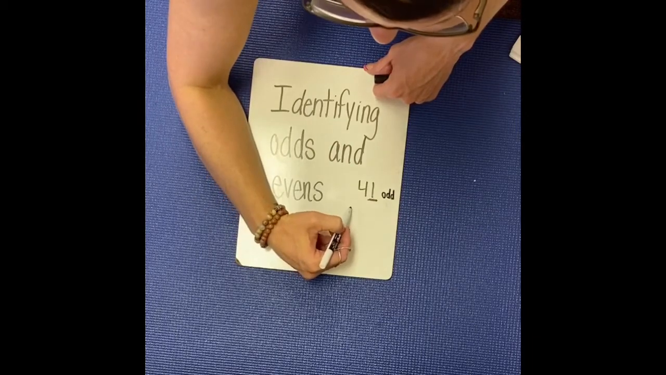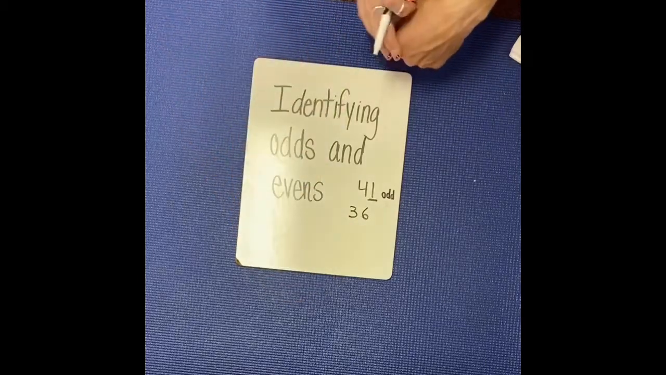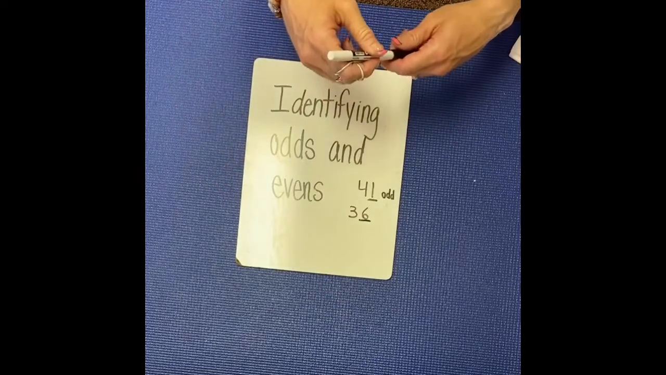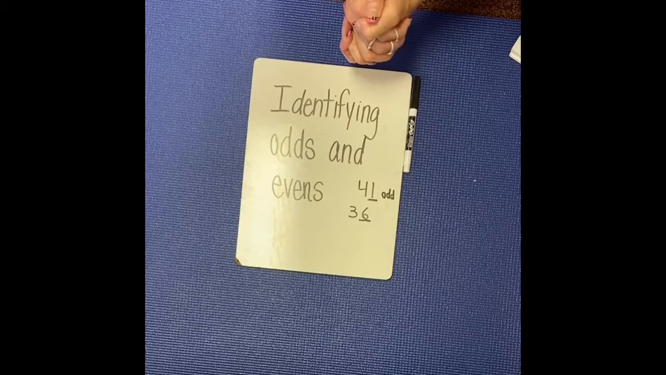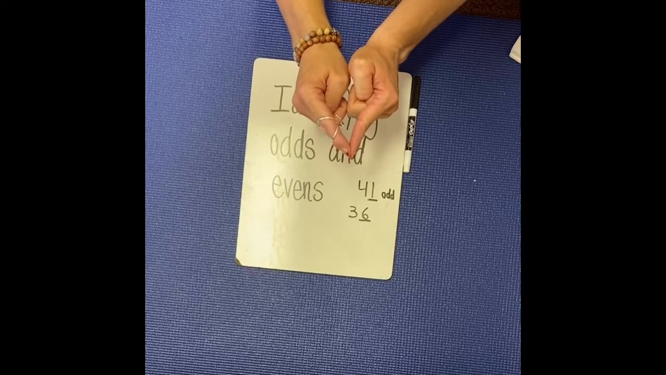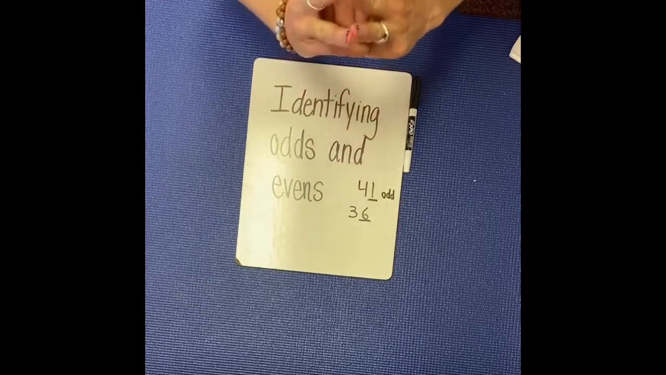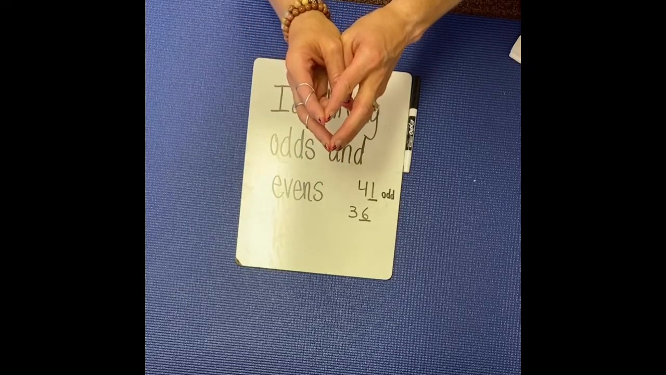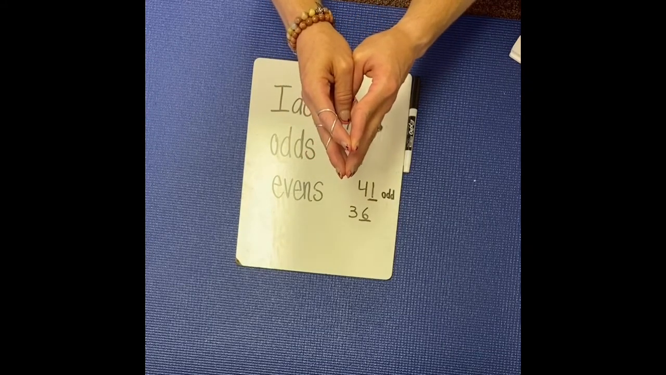Let's try another number. I want to try 36. So again, I'm going to look at the one's place value, and I'm going to check this number out. I am going to use my fingers because I am going to prove things right now to you. 36, I'm going to put my hands together. 1, 2, 3, 4, 5, last set, 6. 36. Ooh, everybody has a dance partner. Dance party. 36 is even.